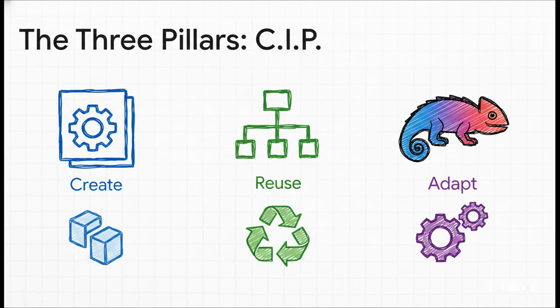So let's do a quick recap. We've got our 3 pillars: C for classes, which let us create our blueprints, I for inheritance, which lets us reuse our code, and P for polymorphism, which lets our code adapt its behavior. Create, reuse, adapt. That is the heart and soul of object-oriented programming.